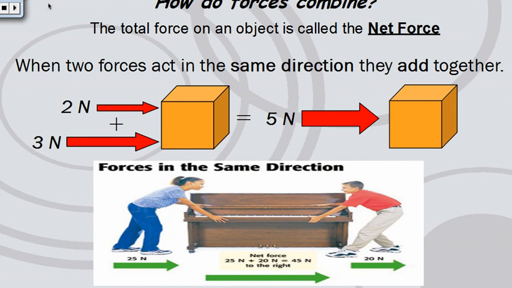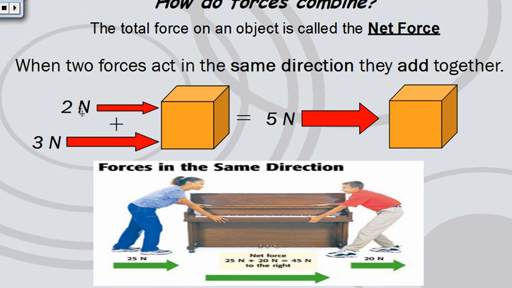The next thing we need to know about forces is combining forces. When you have more than one force acting on an object, you're going to want to find the total force acting on that object. That total force acting on the object is called the net force. There are 2 ways you can combine forces. One way is when 2 forces act in the same direction. When they go in the same direction, you're going to add them together.